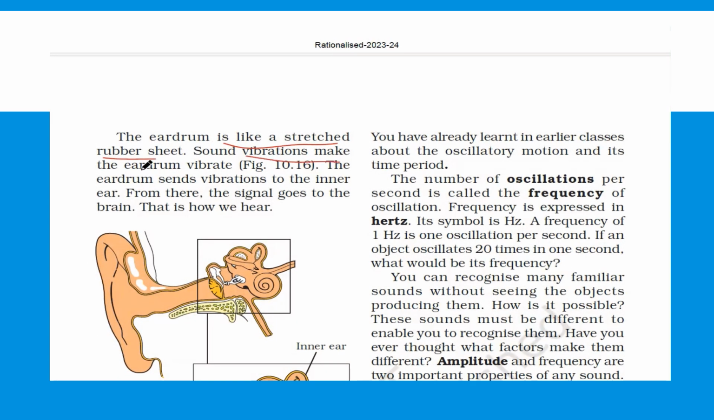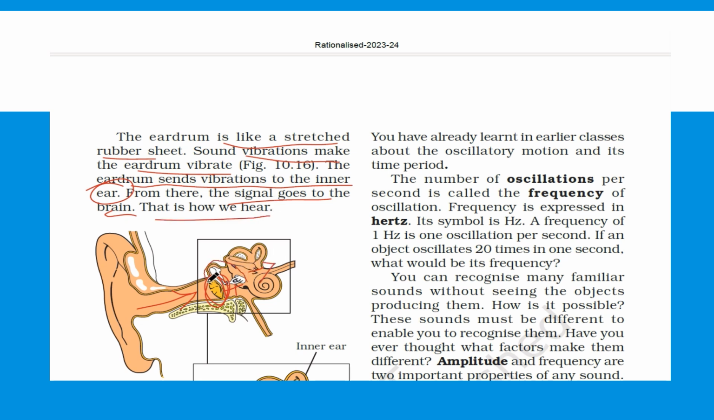Sound vibrations make the eardrum vibrate, and the eardrum sends the vibrations to the inner ear. So this is the eardrum. It is vibrating when sound is coming from outside. It is sending it to the inner ear, and the signal goes to the brain from here. And this is how we hear.